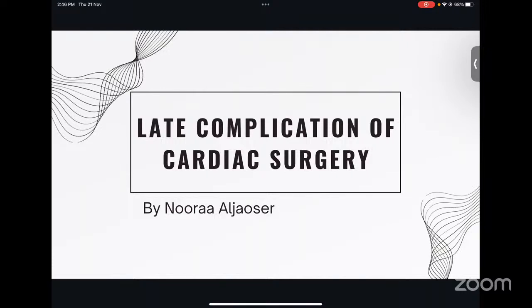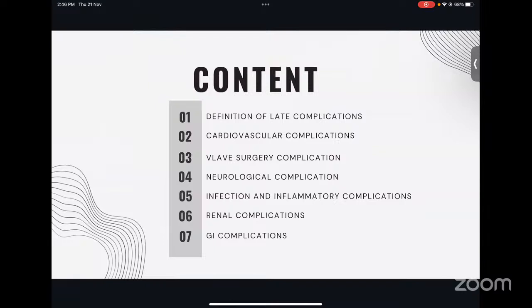Our third topic, inshallah, for today is late complications of cardiac surgery. During this presentation, we will talk about the most common late complications following cardiac surgery, which include cardiovascular complications, valve surgery complications, neurological complications, infection complications, renal complications, and gastrointestinal complications.